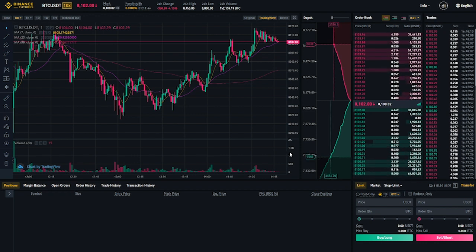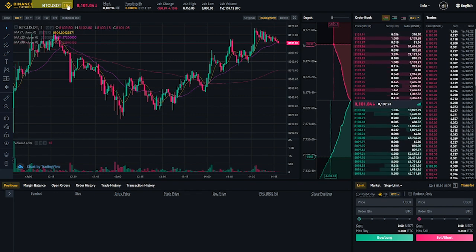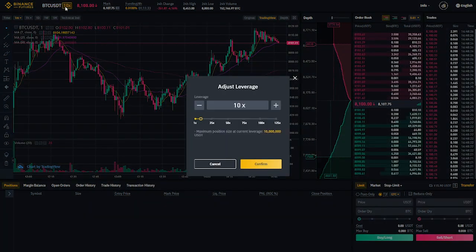Binance allows users to place trades with a leverage of up to 125 times. To set the leverage level, on the top left corner, there is a button right next to the BTC USDT symbol that can be clicked and it will put up the following slider. From here, the slider can be used to set whatever leverage is preferred from 1 times to 125 times.